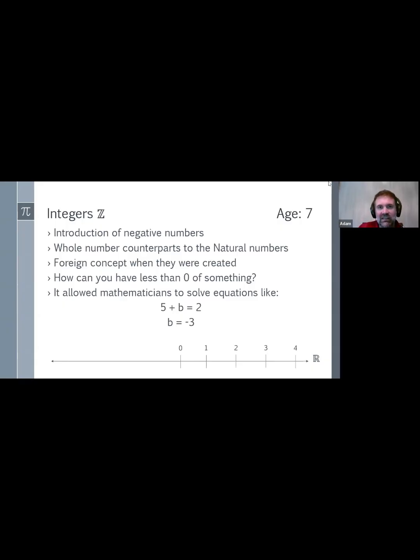There would be no solution, in a sense. But with the introduction of negative numbers, now we can. We can solve such an equation by calling it -3 in this example.